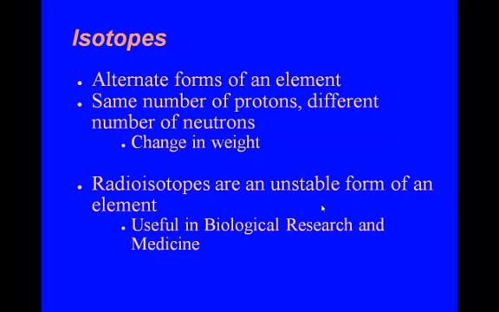An isotope. This is an alternate form of an element. It has the same number of protons, but a different number of neutrons. So you get a change in weight. Now, radioisotopes are unstable forms of an element, and we use these in biological research and medicine. An example of a more familiar isotope would be carbon-14. We use that in carbon-14 dating, which is how we go back and age fossils. Everybody's kind of familiar with the term carbon-14, but what does that mean? That's the 14th form or isotope of carbon. Okay, all right, let's move on.